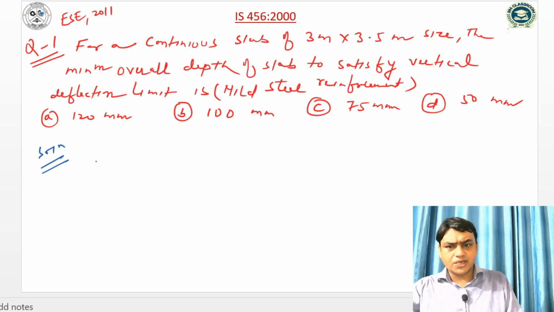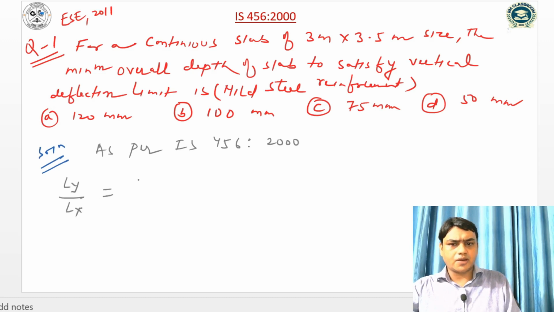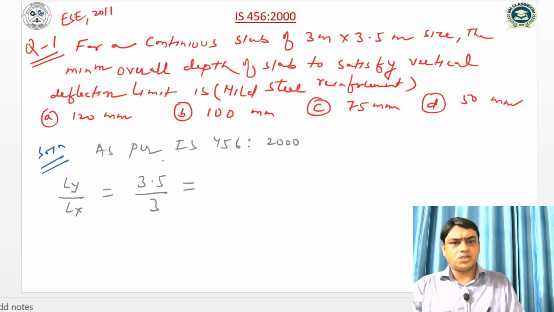So we know that as per IS 456-2000, firstly we have to check whether this slab is one-way or two-way. As I told you, if I compute the longer span to shorter span ratio, it will be 3.5 divided by 3, because the longer span is 3.5 meters, so it is 1.16, which is less than 2. So it is the case of a two-way slab.